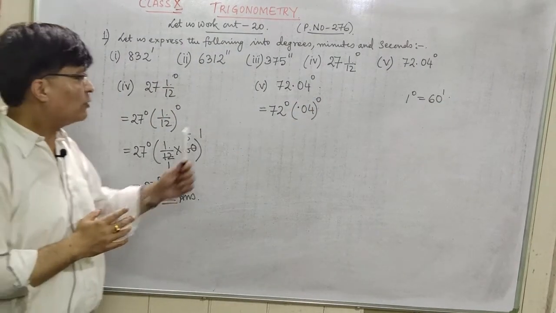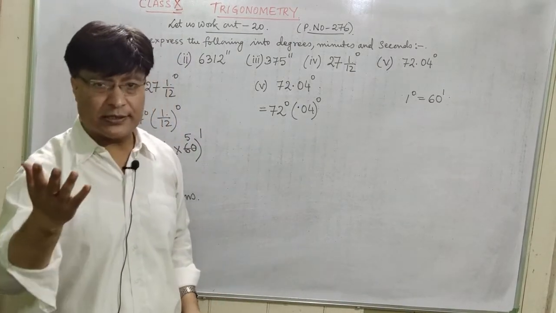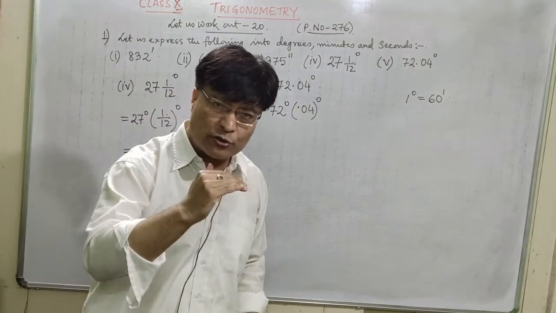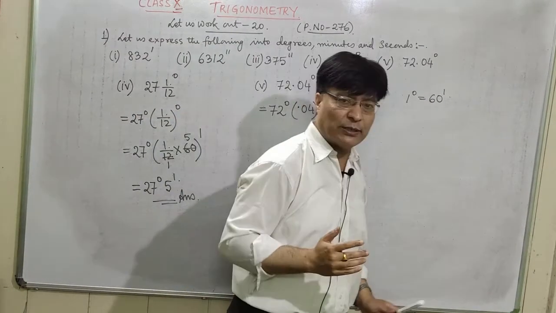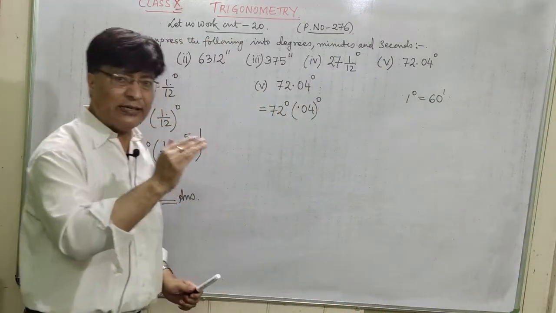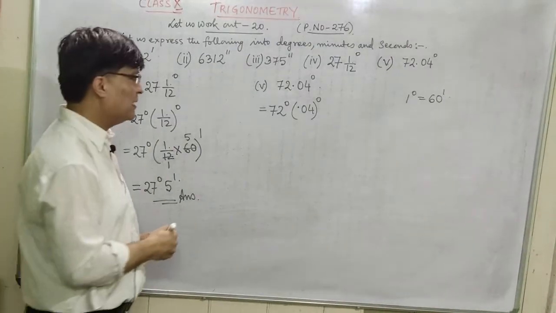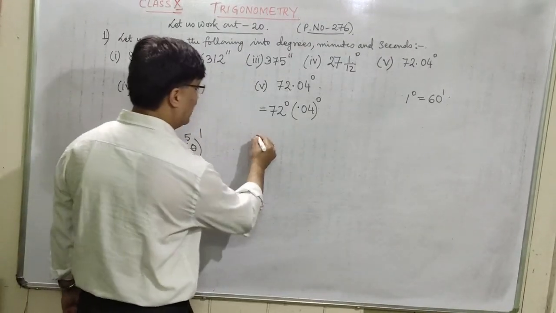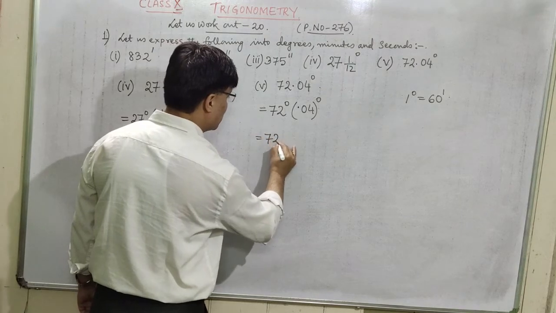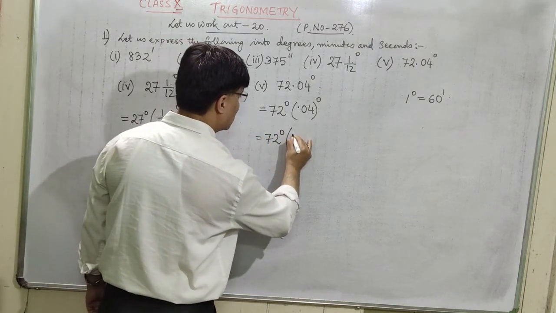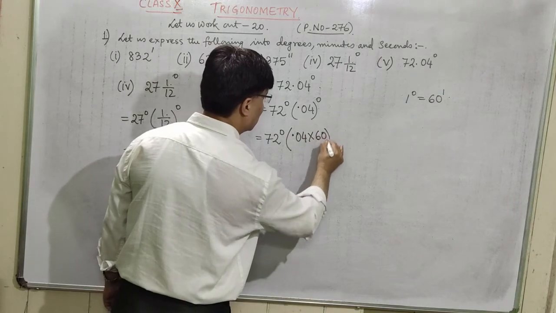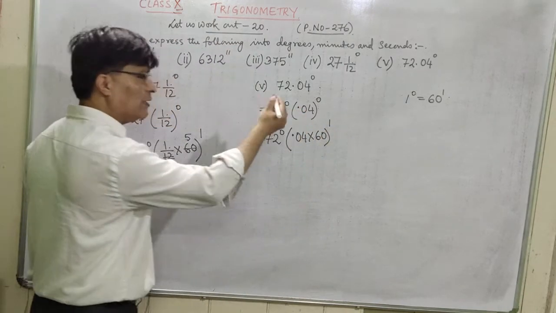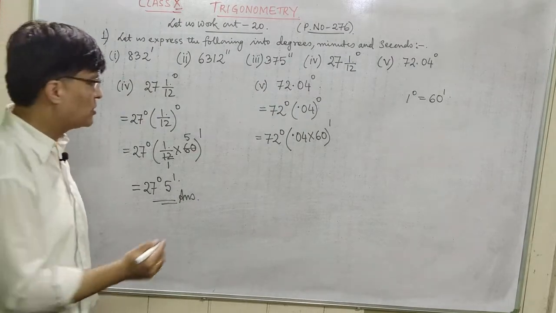First of all, you have to convert this degree into minutes. In order to convert degree into minutes, how can we convert it? 1 degree is equal to 60 minutes, that is, that degree should be multiplied by 60 in order to convert into minutes. So this is your 72 degree and this is 0.04 into 60.